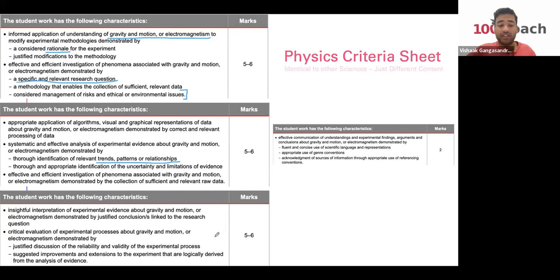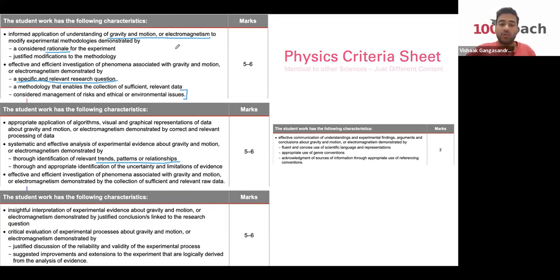Insightful interpretation of experimental evidence. So this is the final section about gravity and motion or electromagnetism, demonstrated by justified conclusions linked to the research question. So actually state what the conclusion is. So state how your research question is answered. Now there's a direct message question coming in the chat. Are the words trends, patterns, and relationships interchangeable with each other, or are they each different? They're interchangeable with each other.